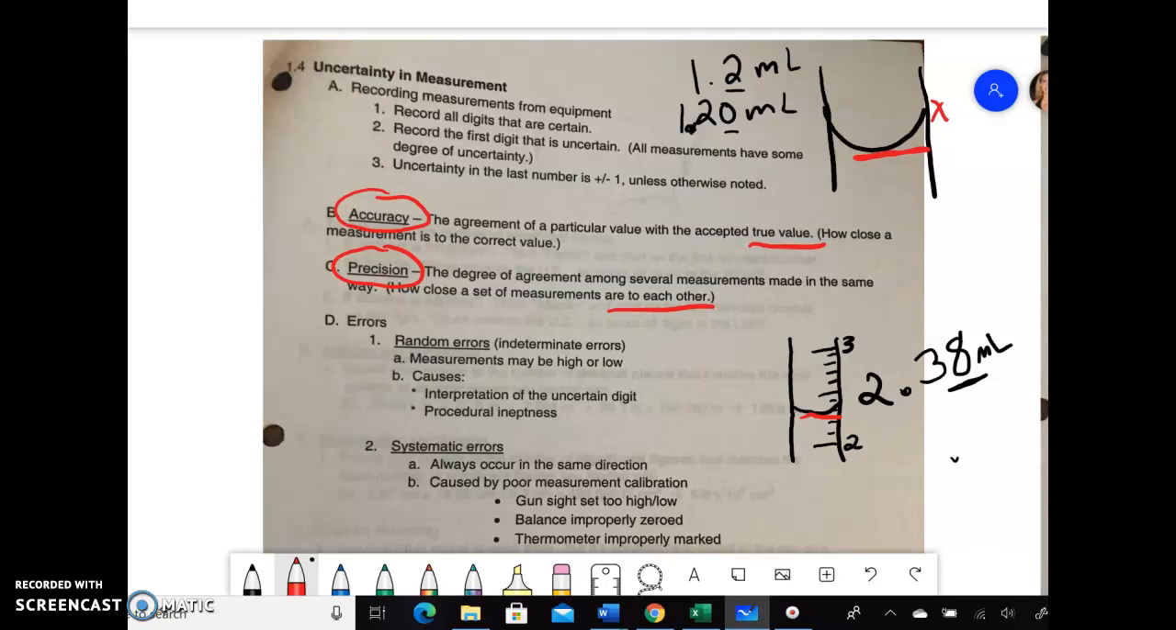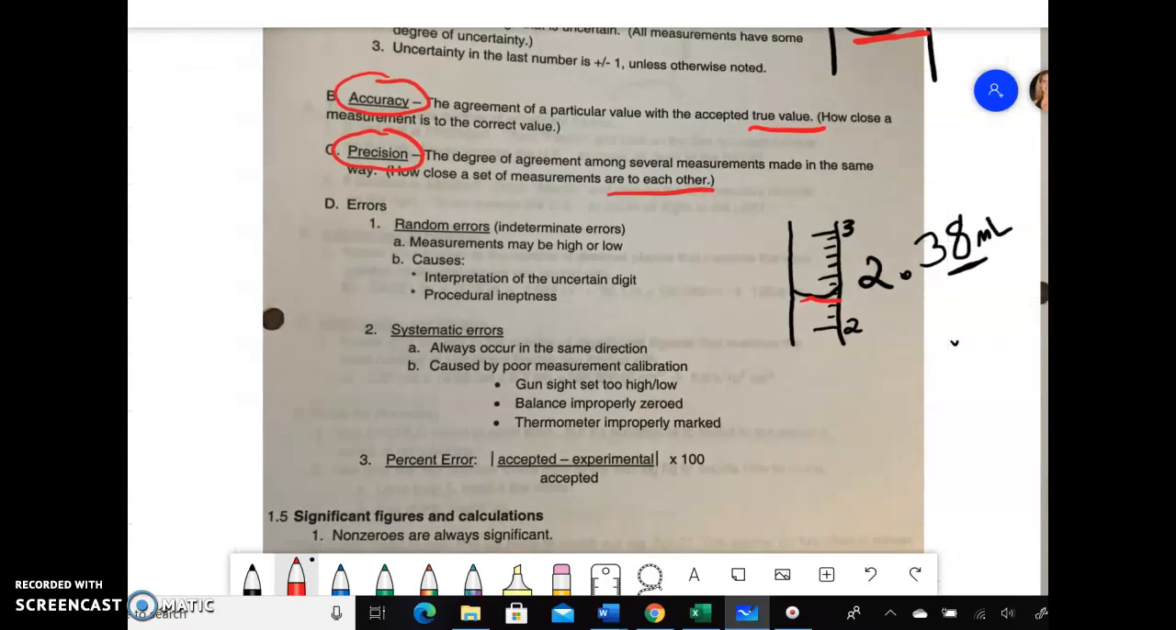We're going to get errors though. So there's always errors in every lab. And as we start to do lab write-ups, you'll have to include a source of error section in all of your lab write-ups.